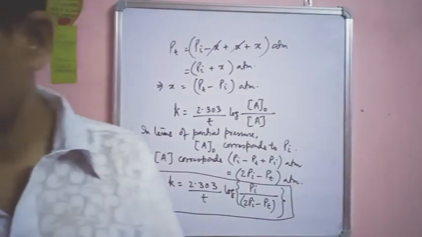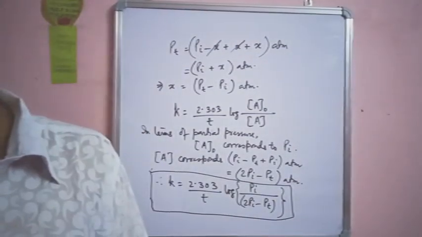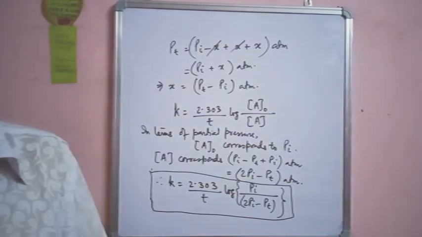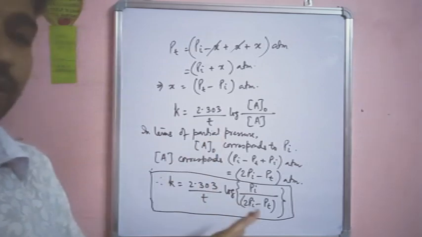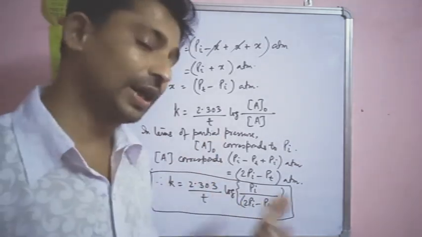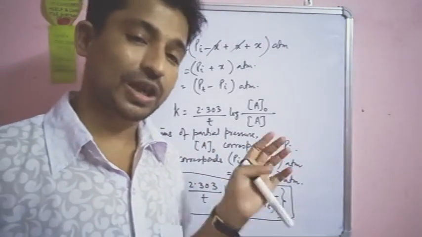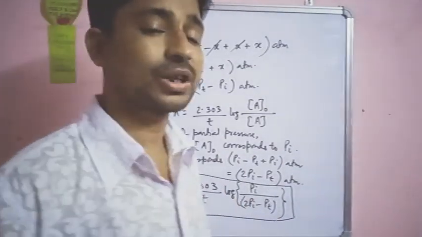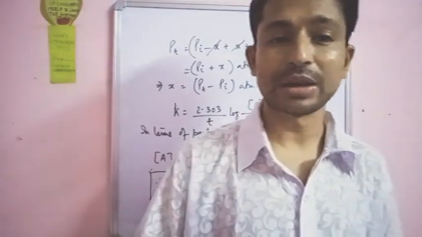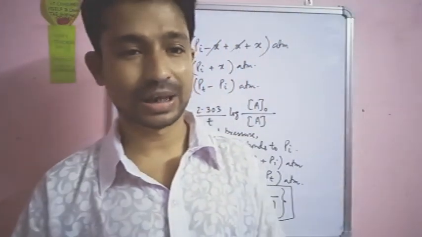ठीक है, तो ये हो गया K का वैल्यू, रेट कांस्टेंट, that is value of rate constant for first order reaction which is carried out in gaseous phase. So with this, my dear students, we have successfully come to the end of this chapter.